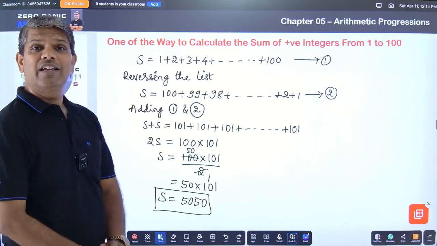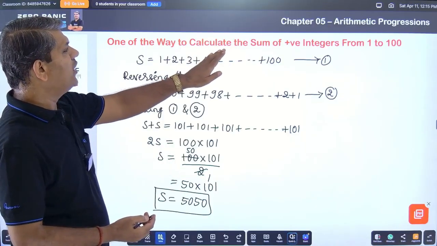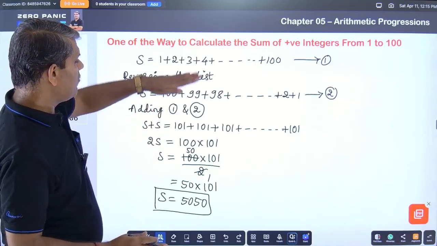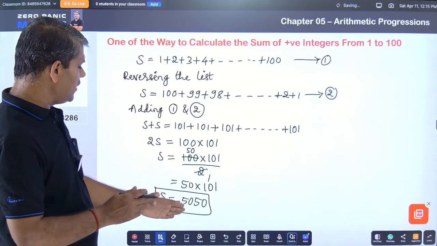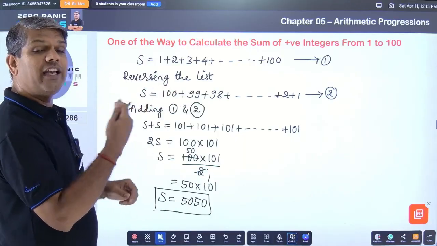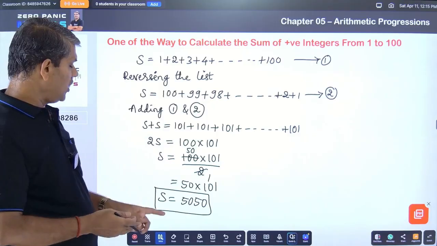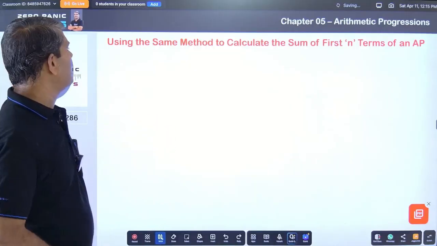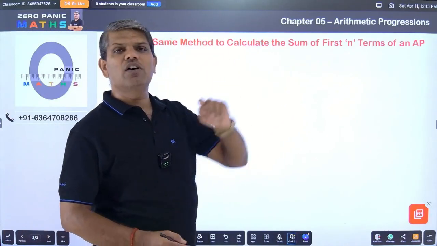It is one of the simplest ways that we can calculate the sum of positive integers from 1 to 100. So for any list of numbers given, if you reverse it and add both the lists, then you can easily find out the sum. Now let us follow the same procedure for any arithmetic progression given. How can I find out the sum? Let's move further. We will use the same procedure, using the same method to calculate the sum of the first n terms of an AP.